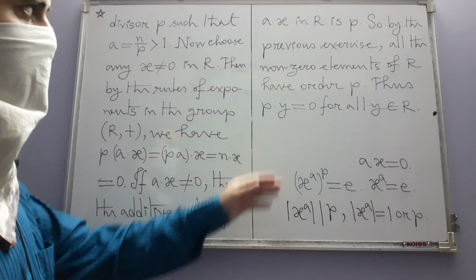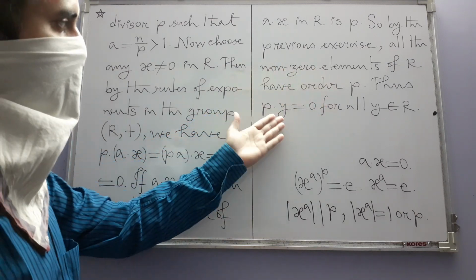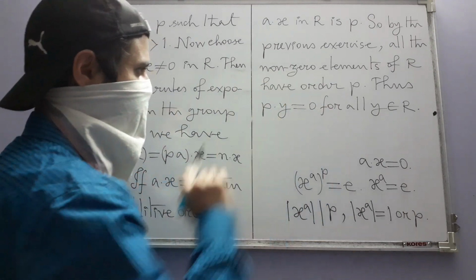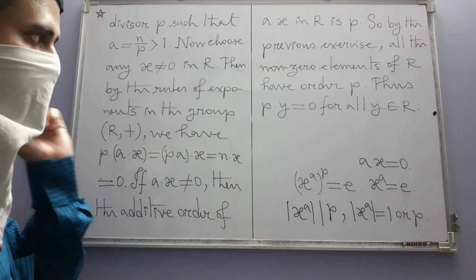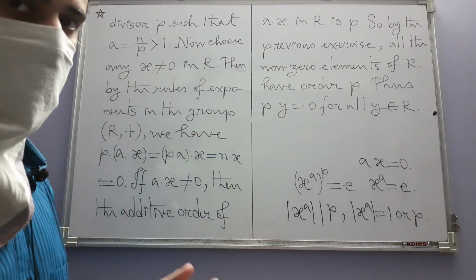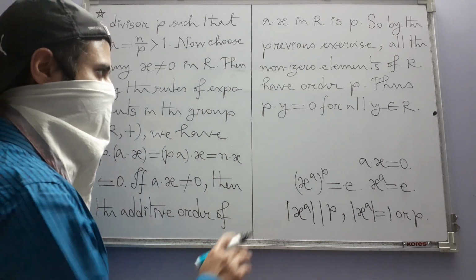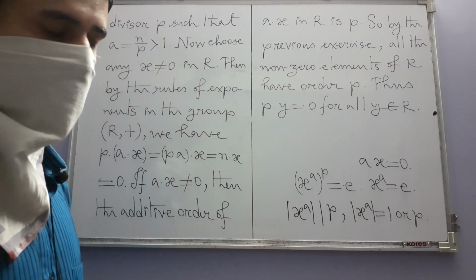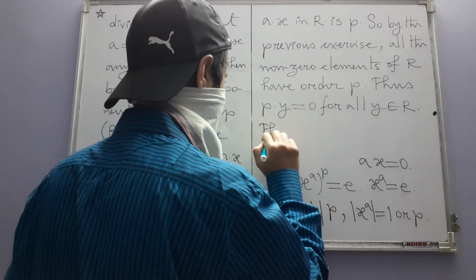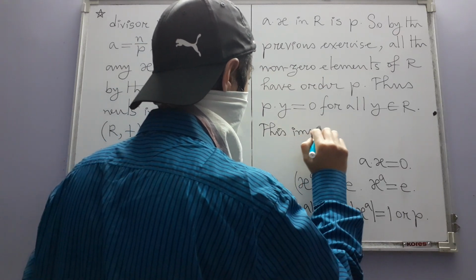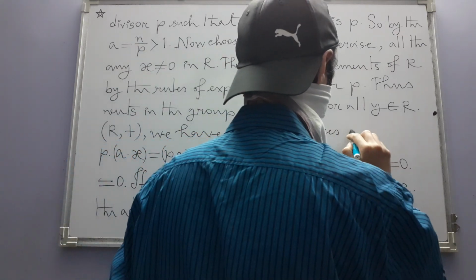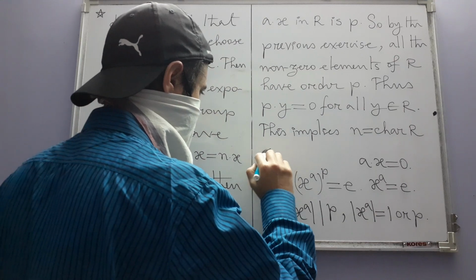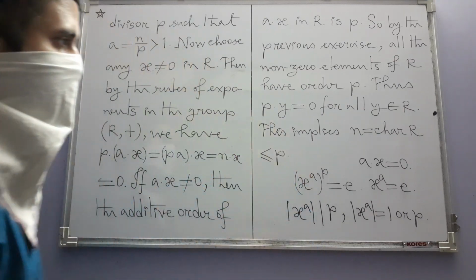If y is non-zero, then that's what we have written here above this line. But when y is 0, then also of course P dot 0 is 0. So we now have this. So what does this condition tell us about the characteristic of the ring? The characteristic of the ring from this equation, we can say, must be less than or equal to P. This implies N, which is the characteristic of R, must be less than or equal to P.